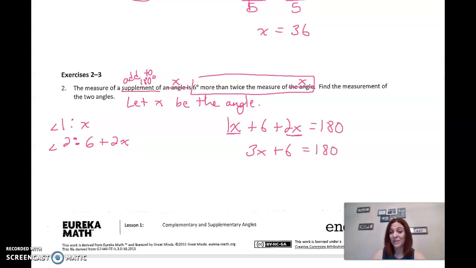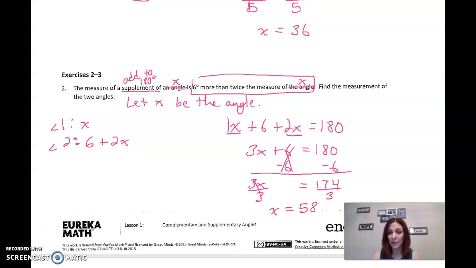I'm solving for x, so let's get rid of what's being added on first. It's 6, so I'm going to subtract 6. Whatever I do to one side, I have to do the other. I bring down my 3x. These add to 0, equals 174. Now this is 3 times x. I undo that by dividing. So I divide both sides by 3. And we're left with x equals 58.